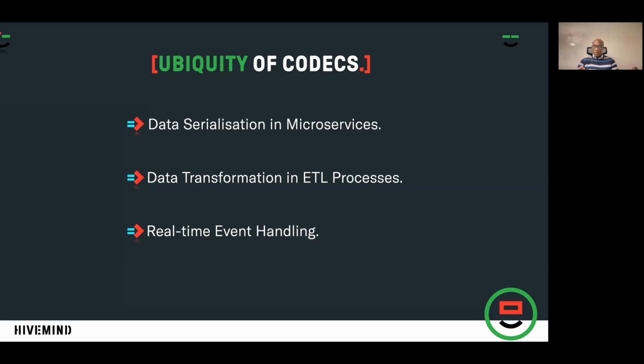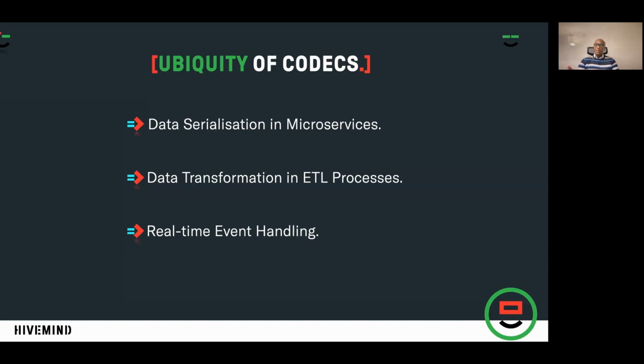Now, the choice of encoding and decoding mechanisms can greatly impact the overall performance and the responsiveness of the microservices. In data analytics, ETL processes may convert data from one format to another. Codecs can be applied here also in these transformation processes, ensuring that we end up with the appropriate data formatted in the appropriate manner.